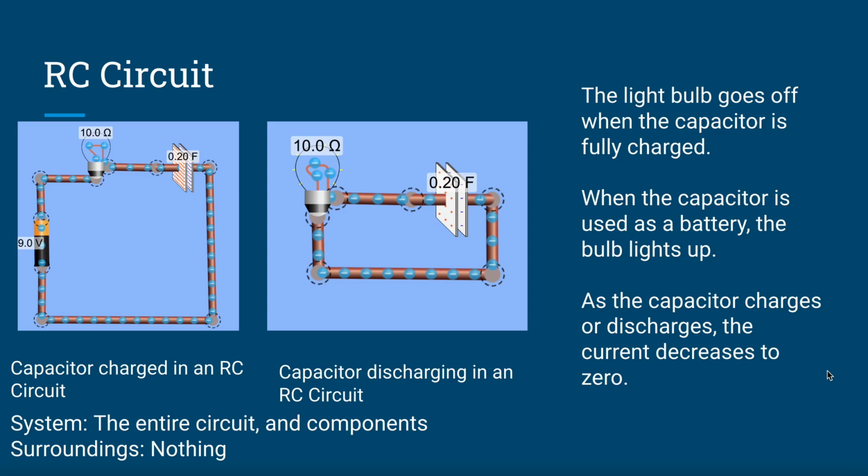So now we have an RC circuit. When we connect the battery to the capacitor and the capacitor to the light bulb, we get that the light bulb goes off when the capacitor is fully charged. When the capacitor is used as a battery, which is shown on this right picture, then the light bulb starts to light up again. However, as the capacitor either charges or discharges, the current decreases to 0.